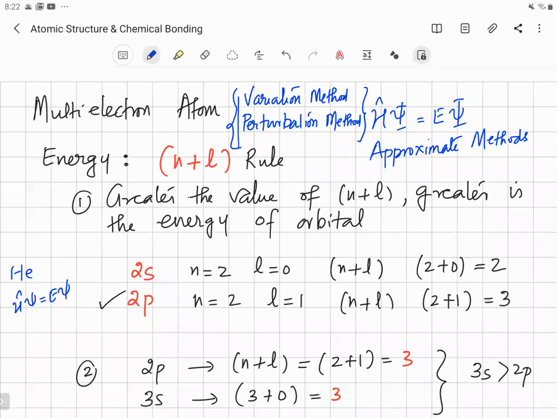Understood? Actually, this Schrodinger equation cannot be solved exactly. To get an approximate result, we use these methods.